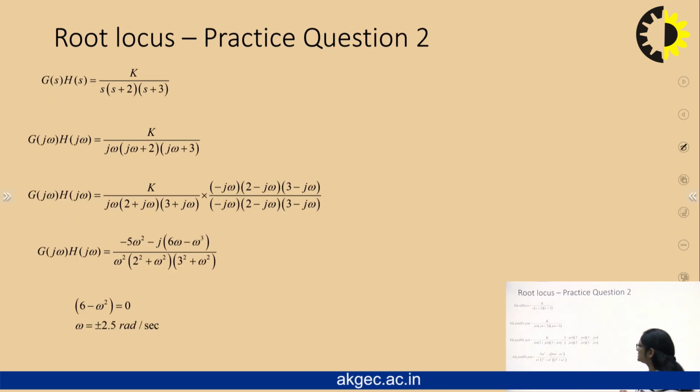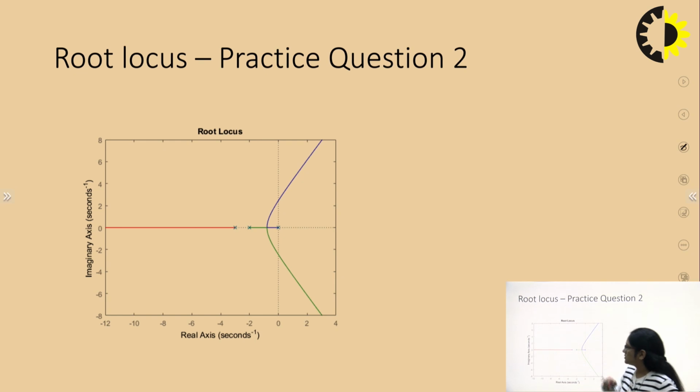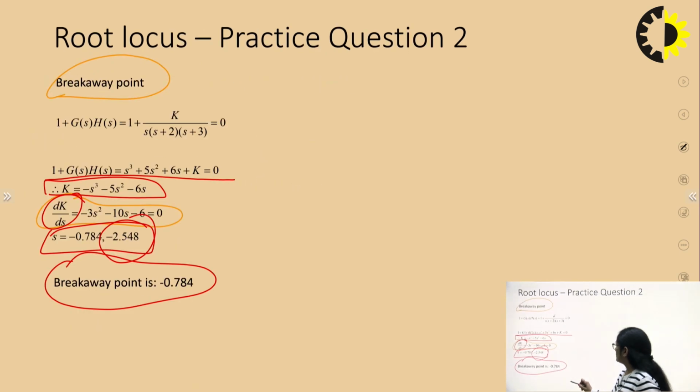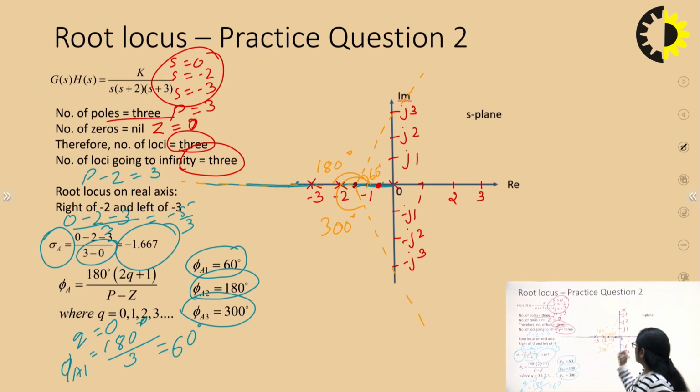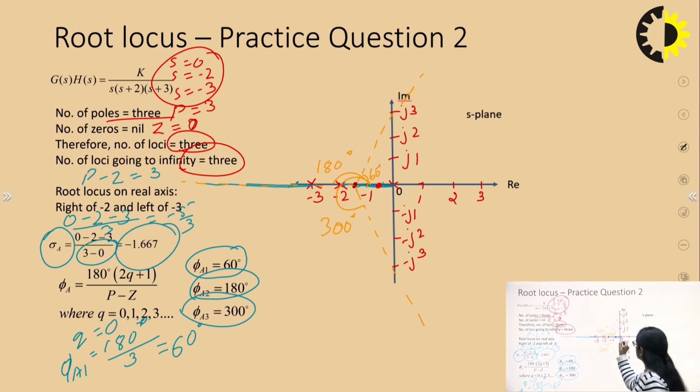For ready reference, I have drawn this MATLAB sketch. This is what we will be drawing. Here we can see that this is going towards infinity at an angle of minus 180 degree, and here it is starting from 0, breaking away here and going towards infinity. So, we will mark this here on the root locus. It has to start from this point and then go towards infinity. So, this will start from here and go towards infinity.